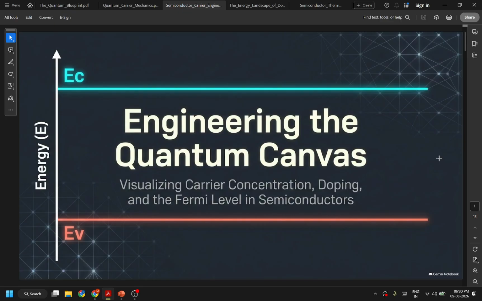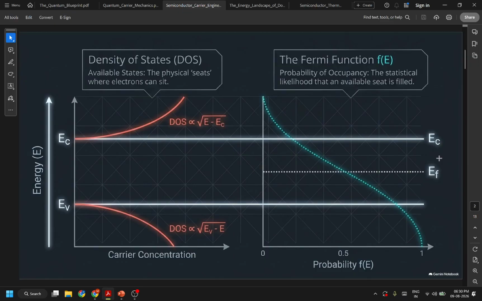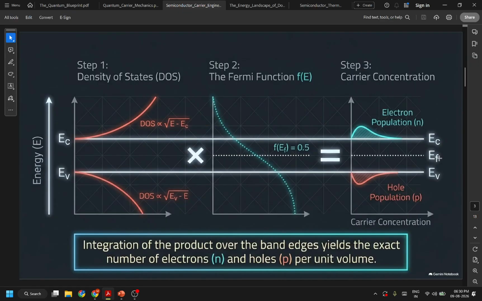So next we have visualizing carrier concentration, doping, and Fermi level. We studied that the density of states and the Fermi function give us the carrier concentration, which looks like this. And integration of the product over the band edges yields the exact number of electrons and holes per unit volume.